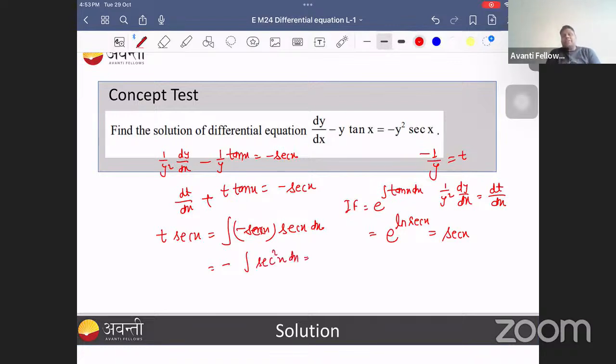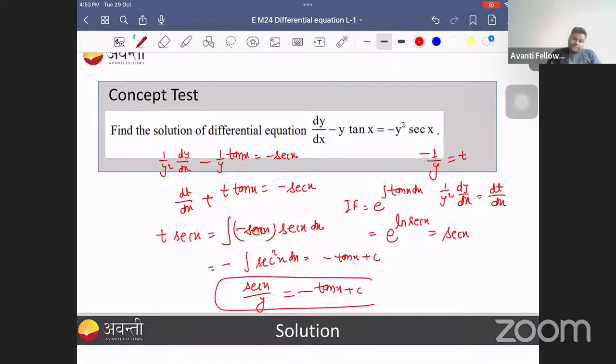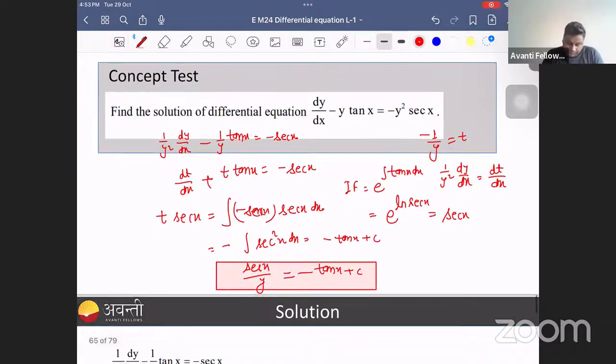And integration of secant square x is what? Tan x. So it is minus of tan x plus constant. Now t replaced by y. So secant x upon y is minus of tan x plus constant. Am I correct? Have a look.